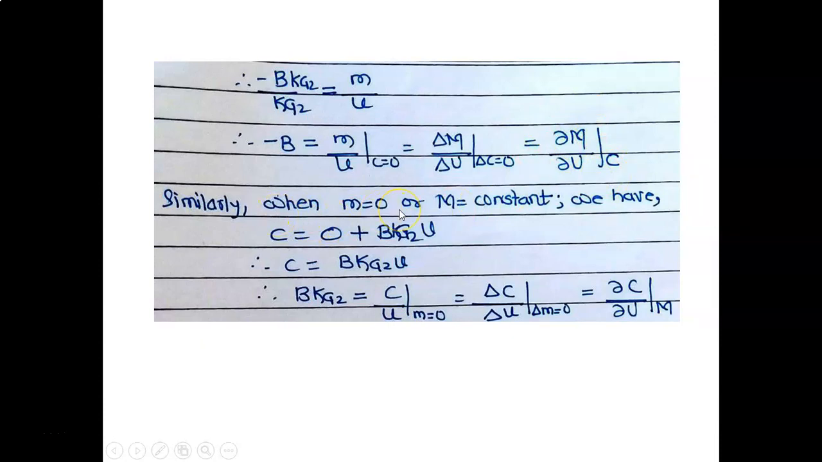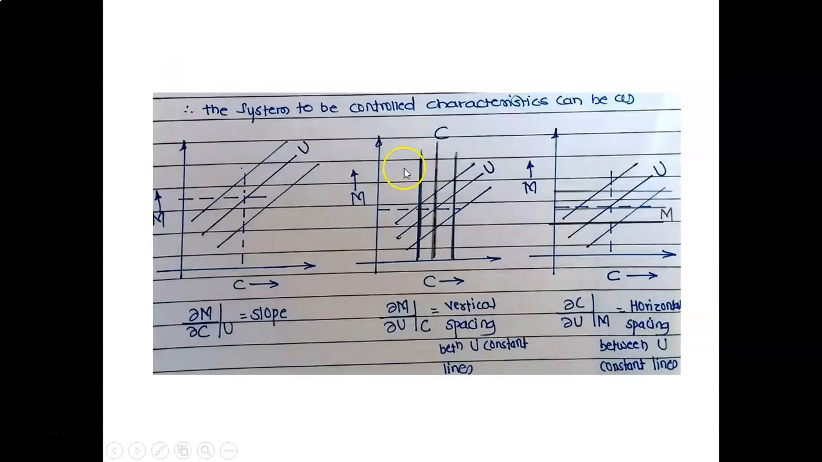Similarly, when m is equal to 0 or capital M is equal to constant, we have c is equal to 0 plus b into kg2 into u. Therefore, c is equal to b into kg2 into u. Therefore, b into kg2 is equal to c upon u when m is equal to 0, which is equal to delta c upon delta u when delta m is equal to 0, which is equal to dou c by dou u when m is equal to constant. Therefore, the system to be controlled characteristics can be as follows. Therefore, this is the graph.